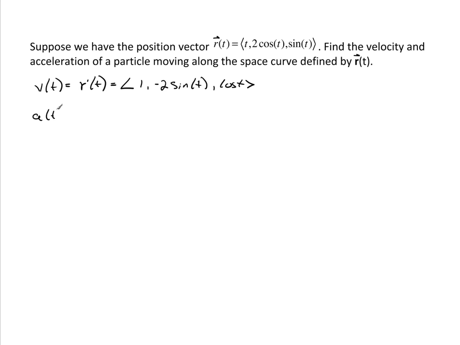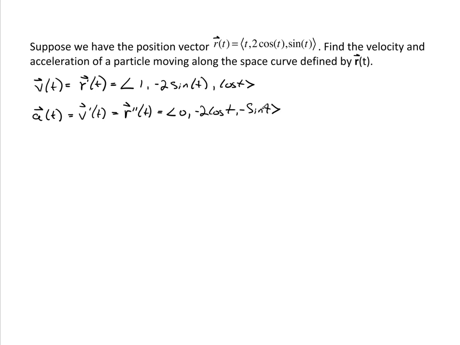Acceleration, again as a reminder, these are in fact all vectors, will be the same as v prime, which is of course the same as r double prime of t, which is going to give me 0, negative 2 cosine t, negative sine t.